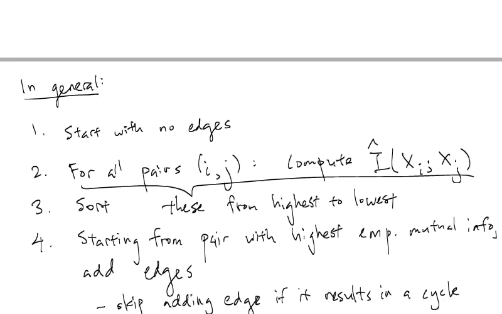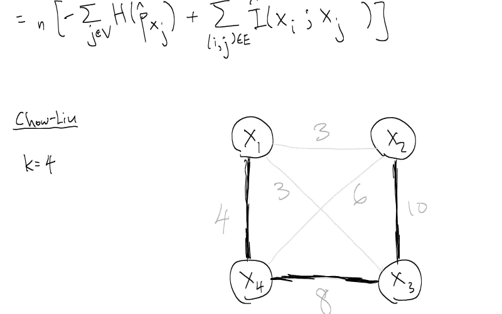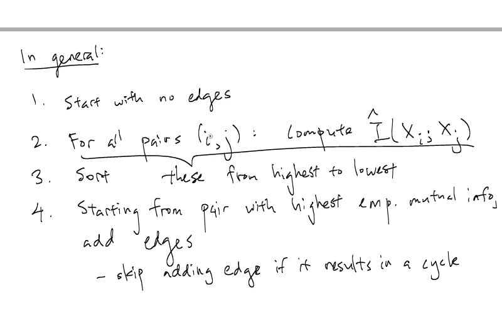So the general idea is very simple. We start with a graph with no edges, and then for all pairs of random variables, we compute the empirical mutual information quantities. Those are these gray numbers here. Of course, here i goes from 1 up to k, and j also goes from 1 up to k, where i and j are always different. The next thing we do is sort these empirical mutual information quantities from highest to lowest. Then starting from the highest and going all the way to the lowest, we add edges, where, again, we skip adding an edge if it results in a cycle.